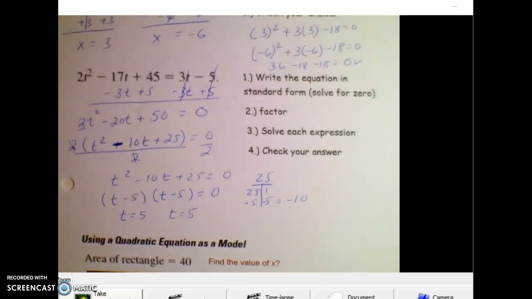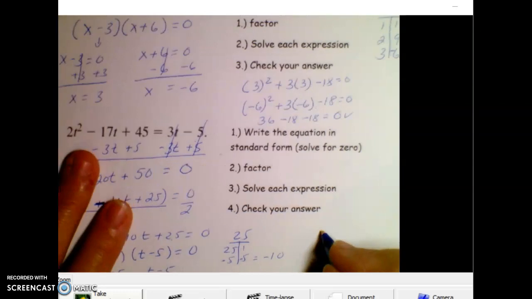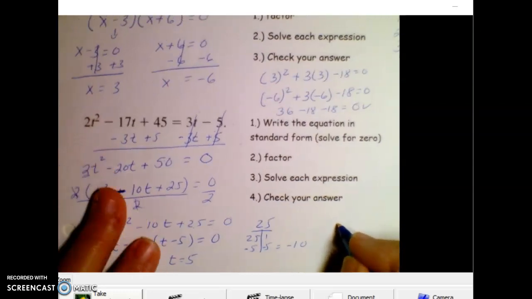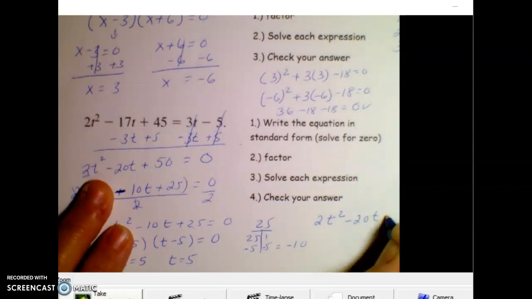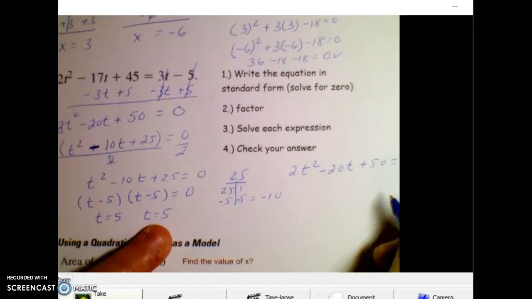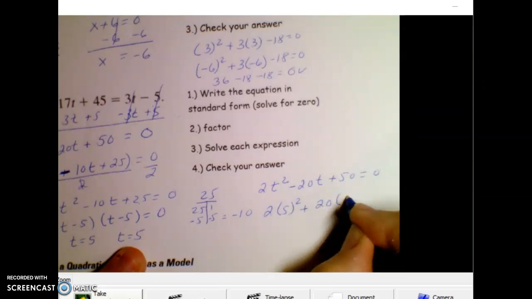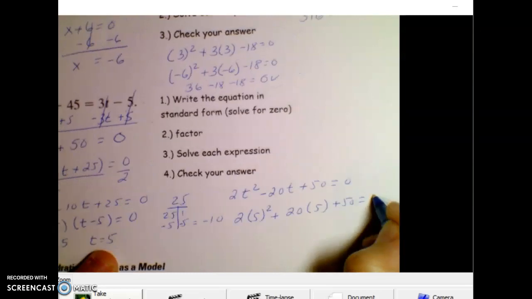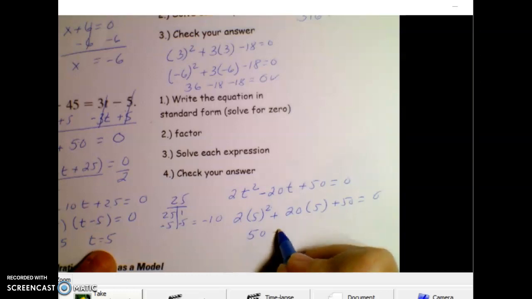And let's test that answer. So again, we're going to come back to the original problem, all the way up here. Okay, let's work with this one right here. So we have 2t squared minus 20t plus 50 is equal to 0. And I say that t is 5. So let's try it. 2 times 5 squared minus 20 times 5 plus 50 is equal to 0. Well, 5 squared is 25 times 2 is 50, minus 20 times 5 is 100.